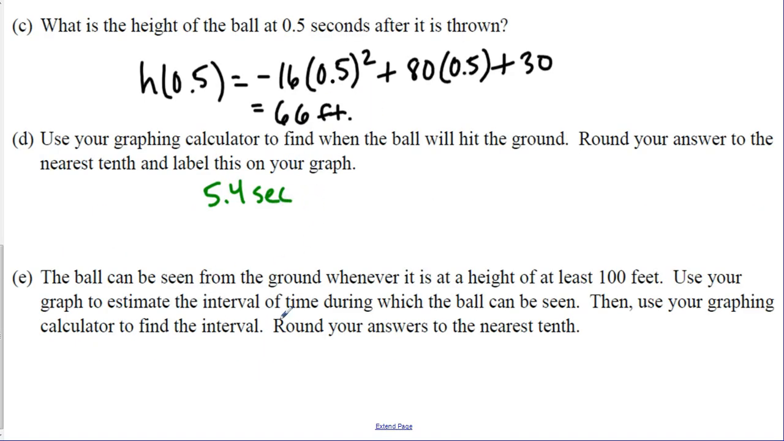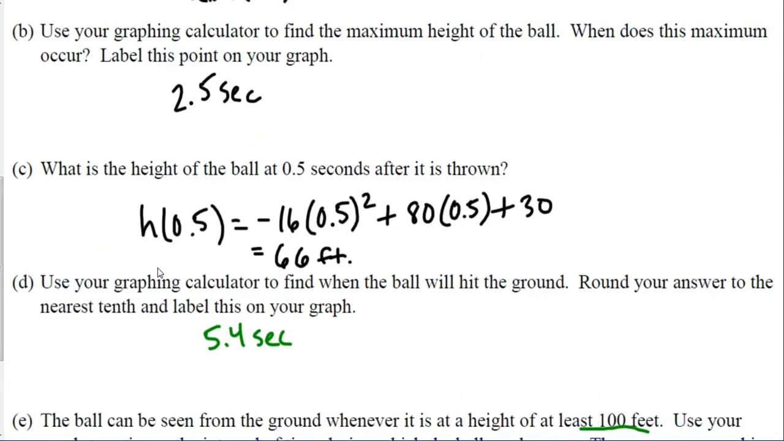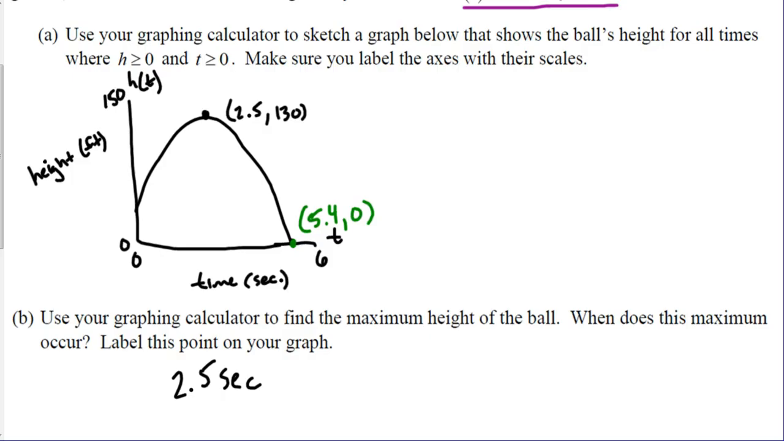Finally, last piece says, the ball can be seen from the ground whenever it's at least 100 feet. Use your graph to estimate the interval of time when it can be seen. So I want you to pause the recording until you've made your estimate between what and what time values do you think the ball is at 100 feet. You can use your graphing calculator or your sketch.